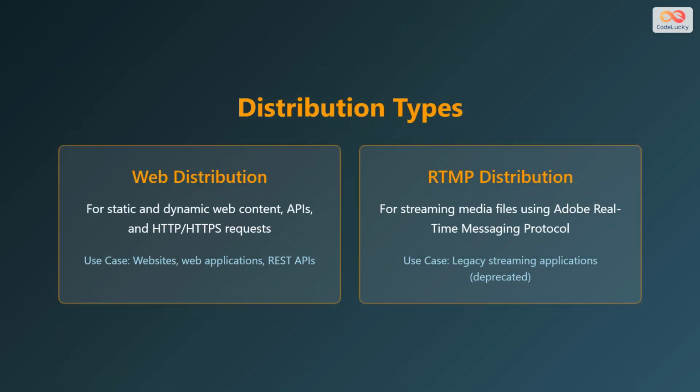CloudFront supports two distribution types. The web distribution is used for static and dynamic web content, APIs, and HTTP or HTTPS requests. This is the most common type and is ideal for websites, web applications, and REST APIs. The second type is RTMP distribution, which was designed for streaming media files using Adobe Real-Time Messaging Protocol. However, it's important to note that RTMP distributions are now deprecated and should not be used for new applications.